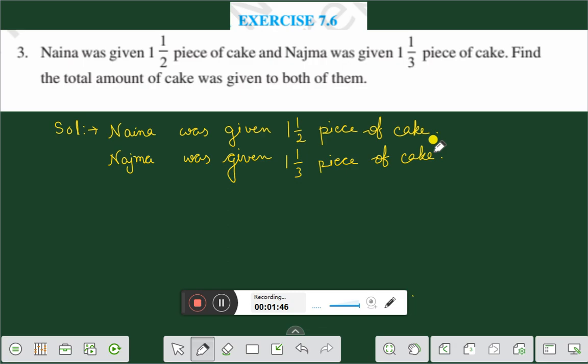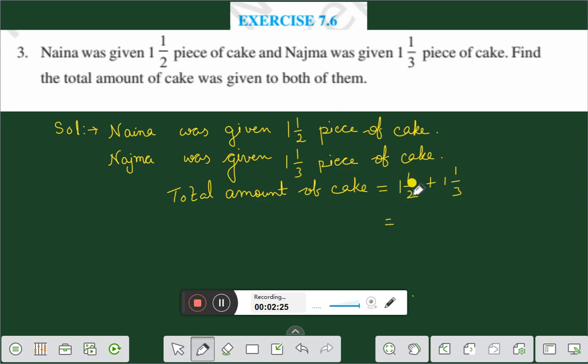Therefore, find the total amount of cake given to both of them. That means we have to add both the fractions, right? Therefore, total amount of cake is equal to 1 whole 1 by 2 plus 1 whole 1 by 3. These are mixed fractions, therefore we'll add them.